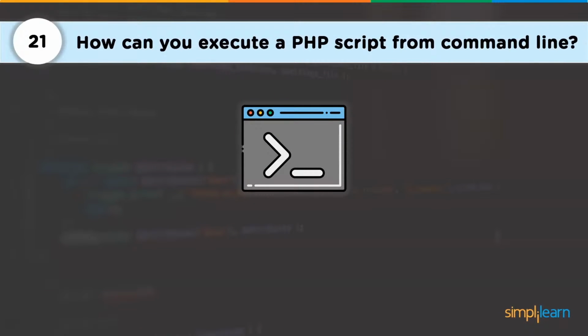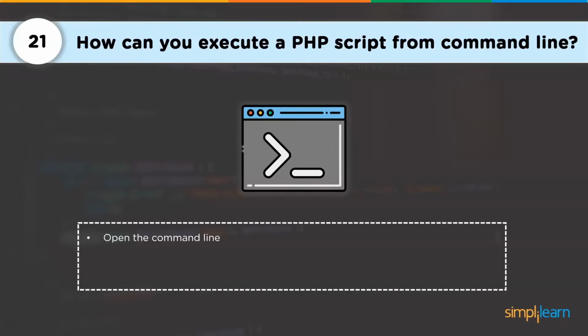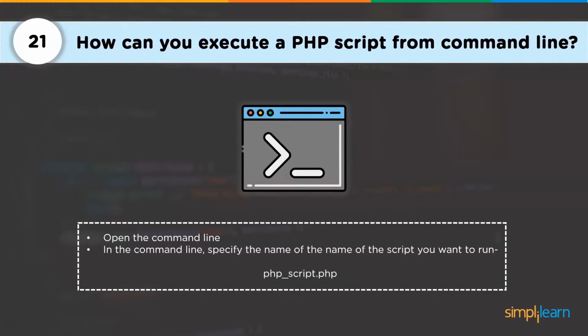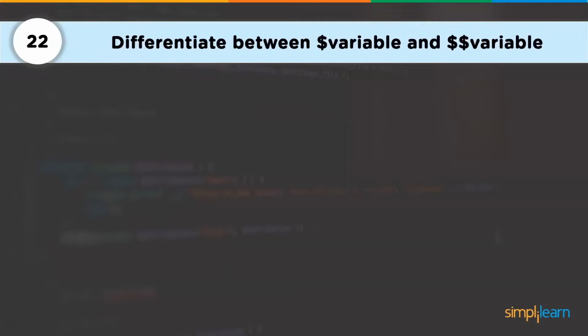Now, a PHP script from a command line can be executed by opening the command line, and inside the command line you have to specify the name of the script or name of the PHP file that you want to run. Suppose you want to run php_script.php. So you type in the name of the PHP script that you want to run, and that particular PHP script will be executed.